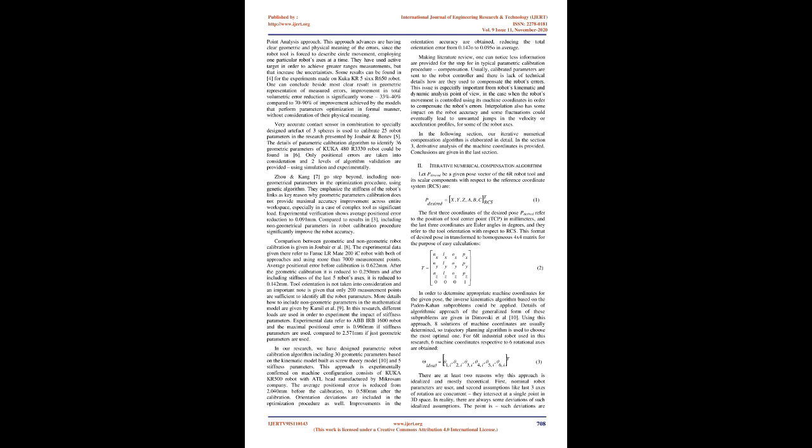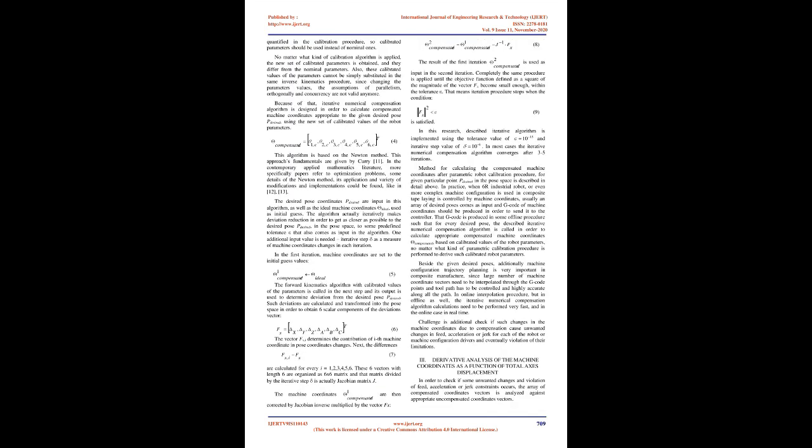A comparison between geometric and non-geometric robot calibration is given in Joubert et al. [8]. The experimental data given there refer to the FANUC LR Mate 200iC robot with both approaches and using more than 7,000 measurement points. Average positional error before calibration is 0.622 mm. After the geometric calibration it is reduced to 0.250 mm, and after including the stiffness of the last 5 robot axes, it is reduced to 0.142 mm. Tool orientation is not taken into consideration, and an important note is given that only 200 measurement points are sufficient to identify all the robot parameters.